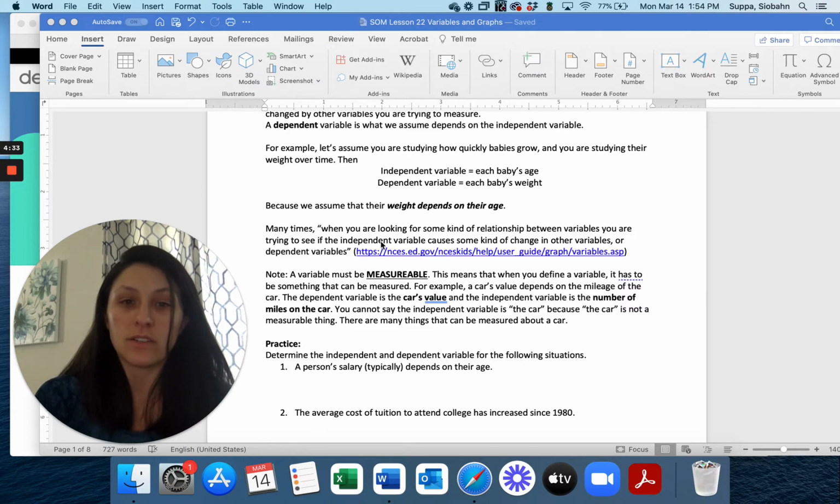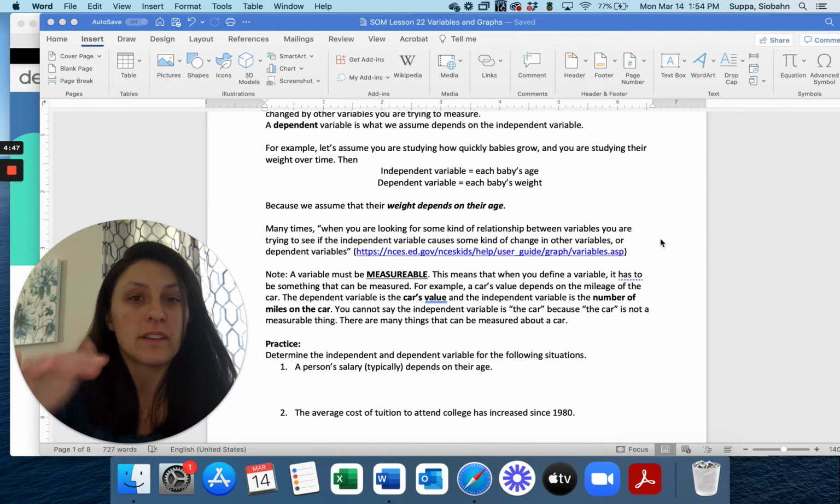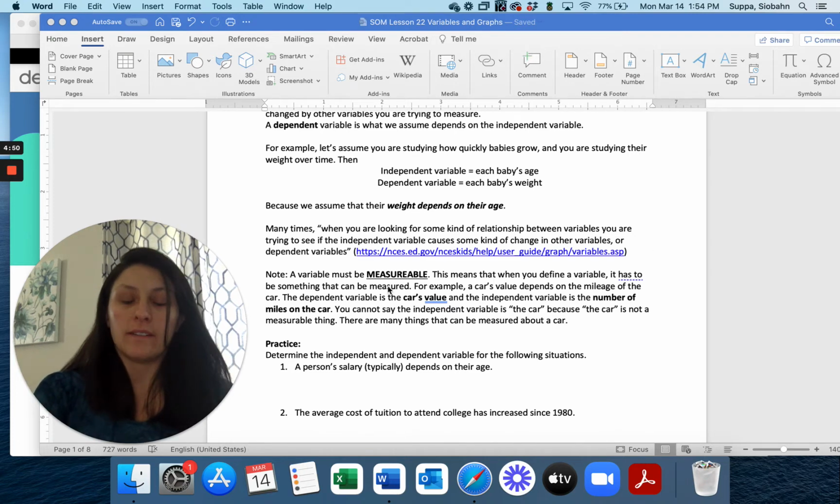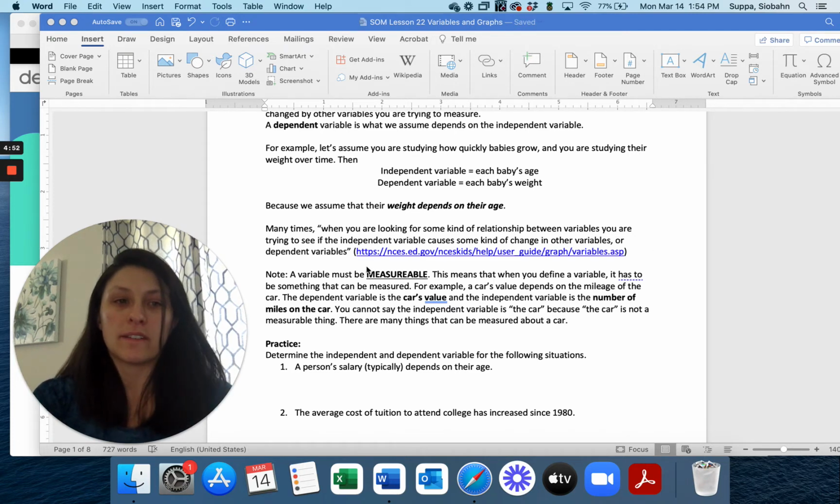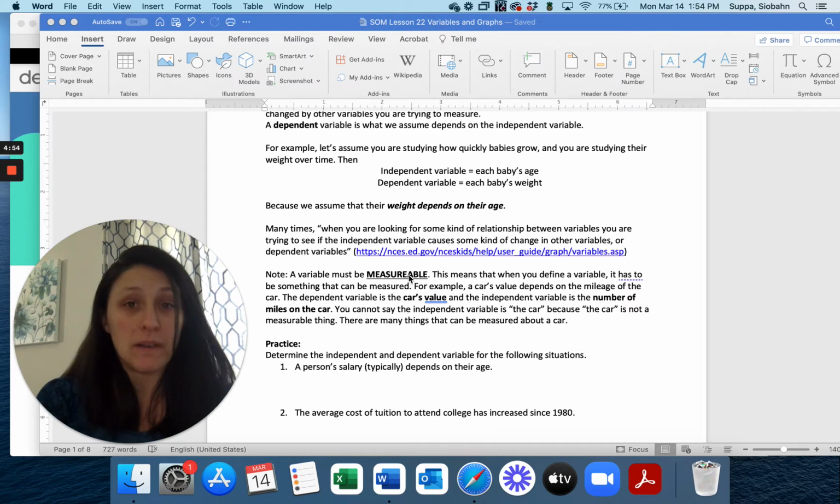And so that's why I mentioned that it is important to understand the difference between independent and dependent variables, because when you do certain types of studies, you might be looking for if the independent variable is causing some change in the other variables. Okay, the last thing about this topic is that a variable must be measurable. This means when you define a variable, it has to be something that can be measured.